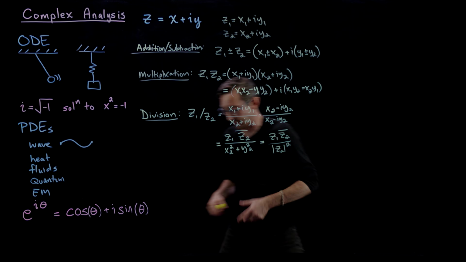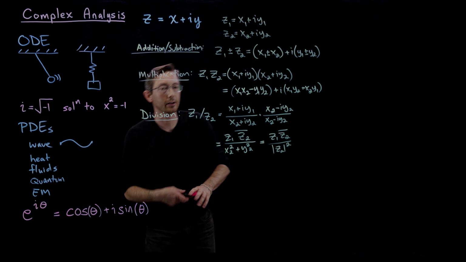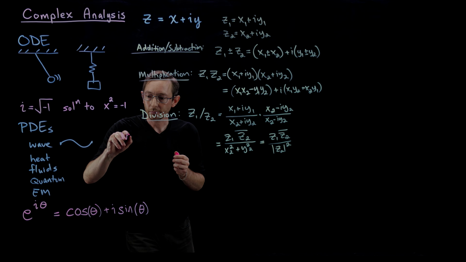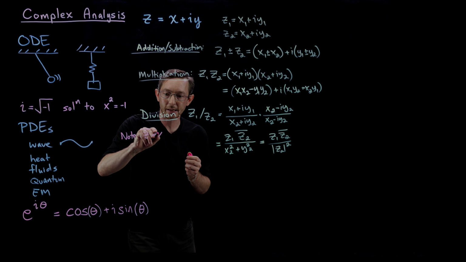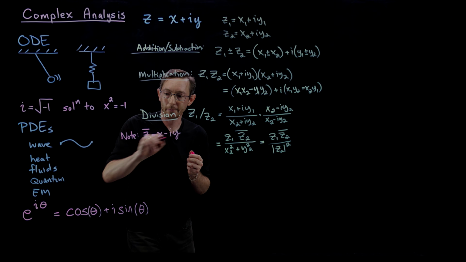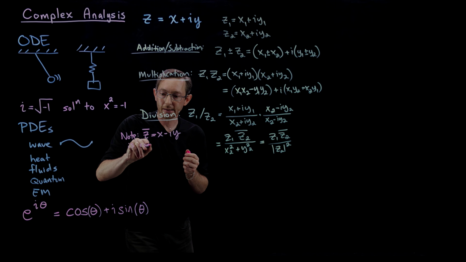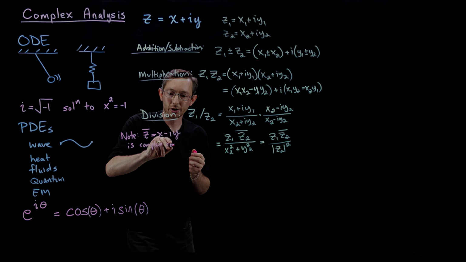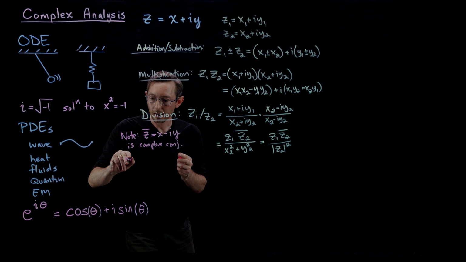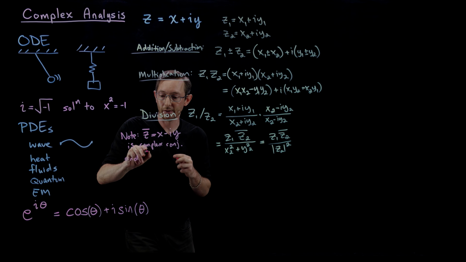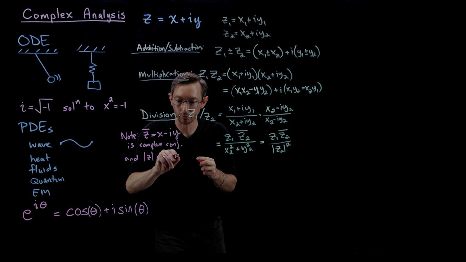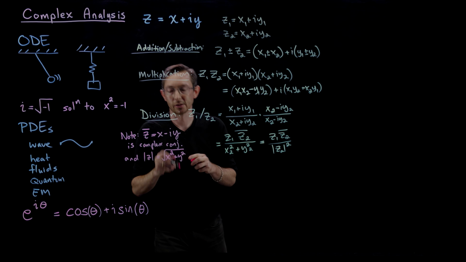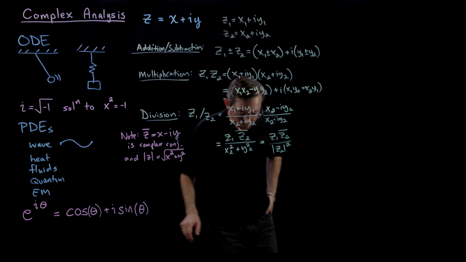Okay, so now I'm going to define what this means. Just make a little note here. Note that z bar equals x minus iy is the complex conjugate, and the length of a complex number z is equal to kind of its radius, which is the square root of x squared plus y squared. Okay, good.